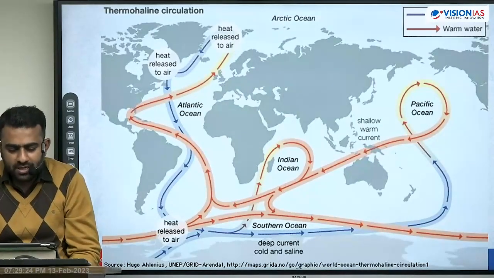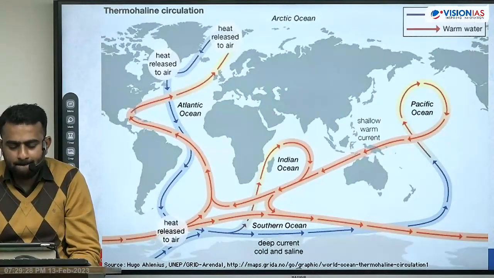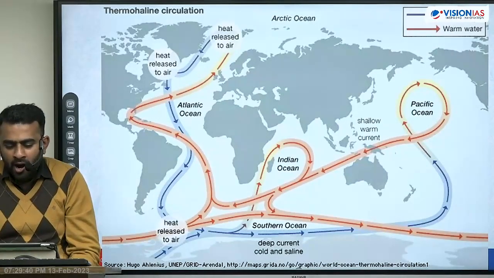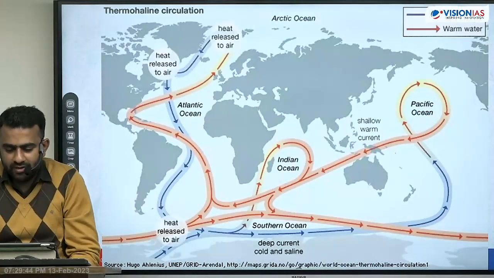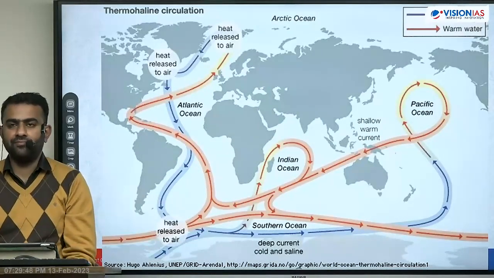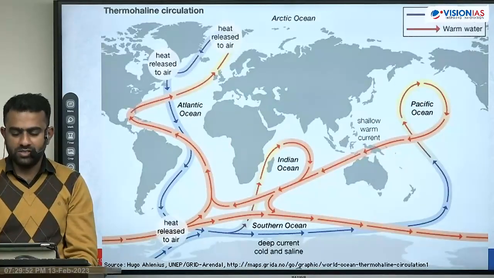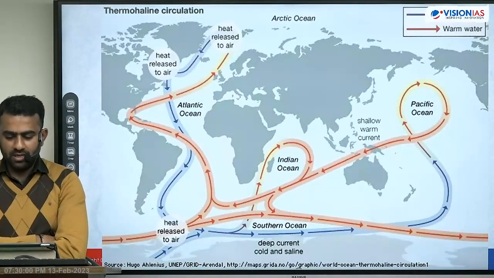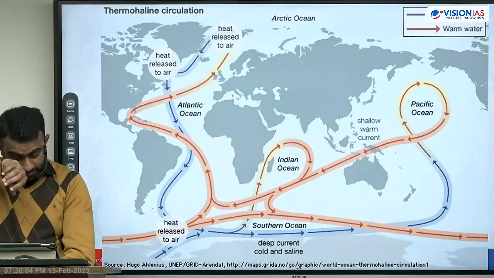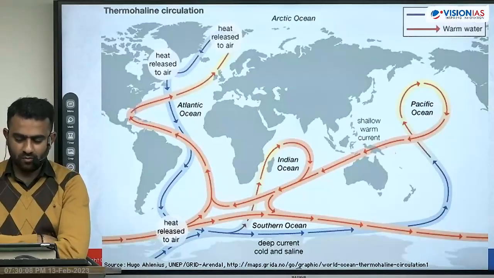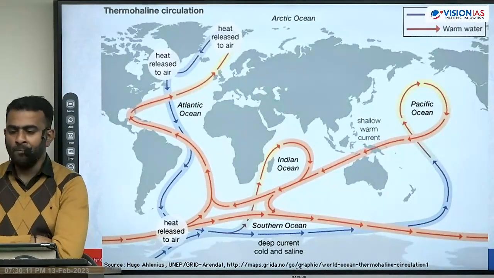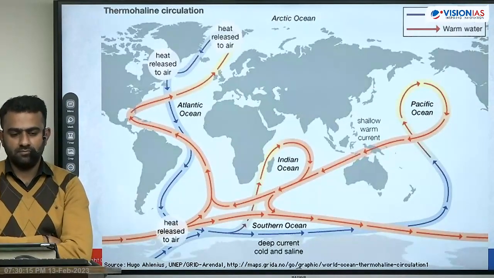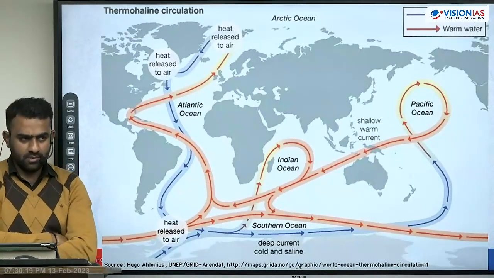Next point. The circulation begins near polar regions, of downwelling, where ice formation leaves the water saltier and denser, leading to sinking.